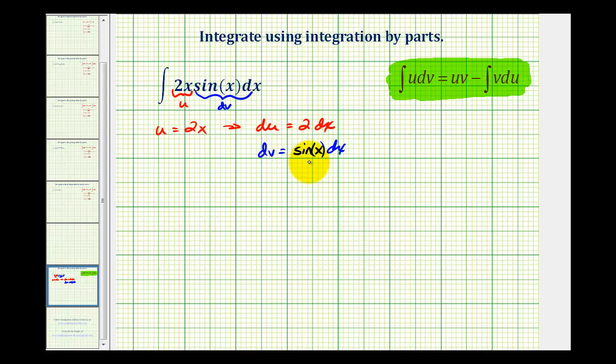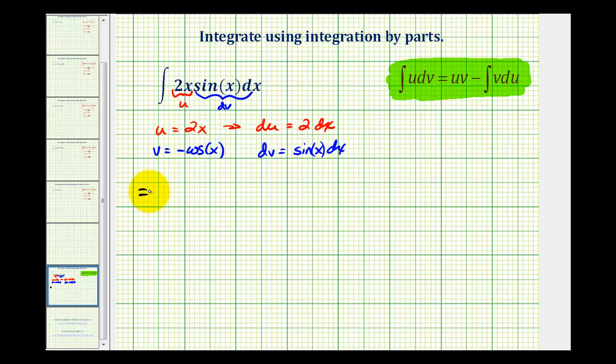So now we'll have to integrate to determine v. Well, the integral of sine x with respect to x would be negative cosine x. Now that we have everything, we can apply the integration by parts formula. And hopefully the integral of v du is going to be easier to integrate, and I think it will be.